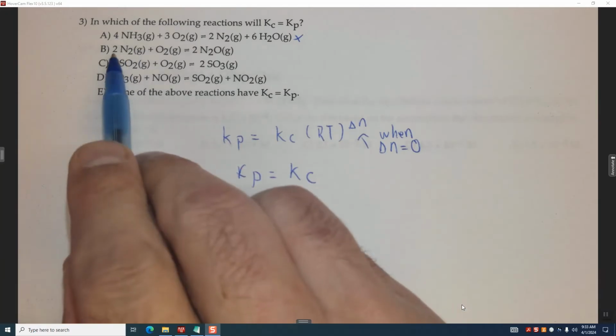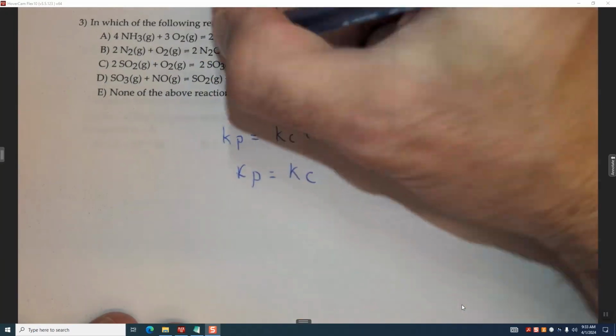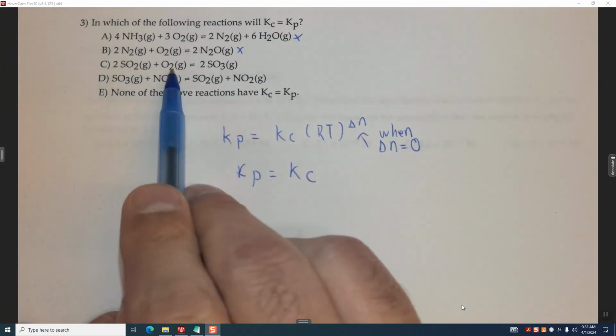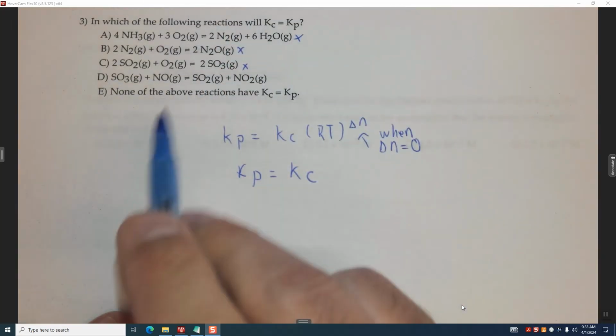Let's take the next case. We have 2 plus 1, which is 3, and over here we only have 2. 3 is not equal to 2, so that's not going to work. Here we have 2 plus 1, which is 3, and then only 2 over here. 3 is not equal to 2, so that doesn't work. Let's check the last one.